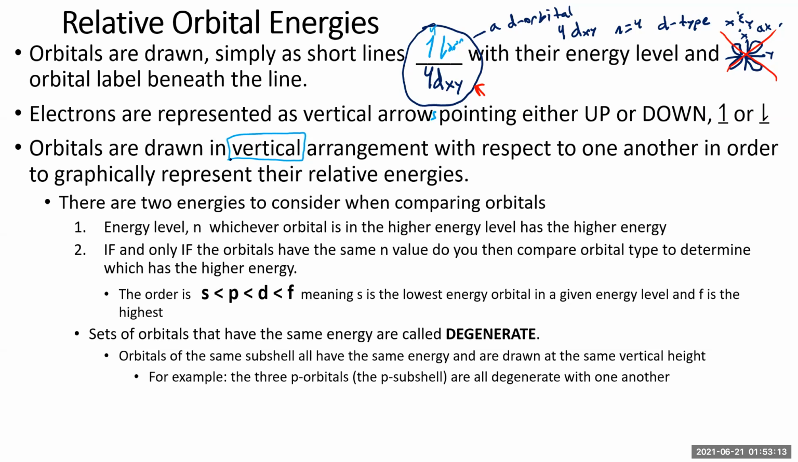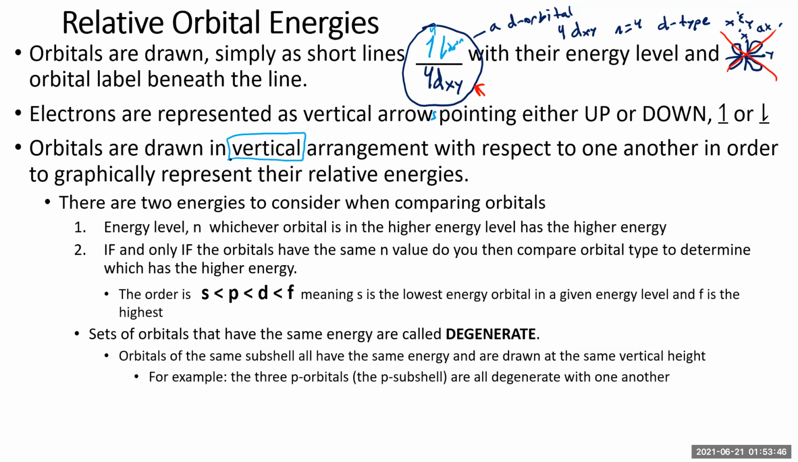So they are drawn in a vertical arrangement with respect to one another in order to graphically represent their relative energies. The higher the energy of an orbital, the further up, the greater the height at which you plot or draw that orbital's line and its label. You're not going to have to plot anything. There are no functions here to plot. You simply place them higher up physically, geometrically, on your page than the lower energy orbitals.